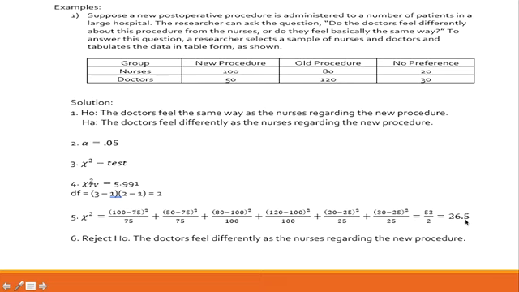So, 26.5 is greater than 5.991, and we decide to reject the null hypothesis because the computed is greater than the tabular. And since the null hypothesis is rejected, kinopya lang natin yung alternative hypothesis. So, the conclusion is that the doctors feel differently as the nurses regarding the new procedure.